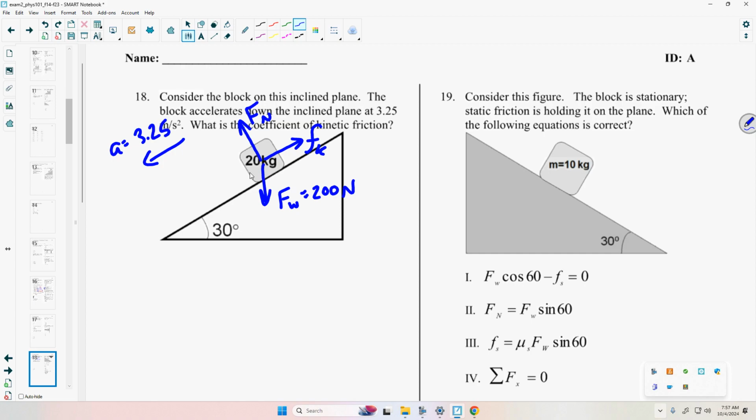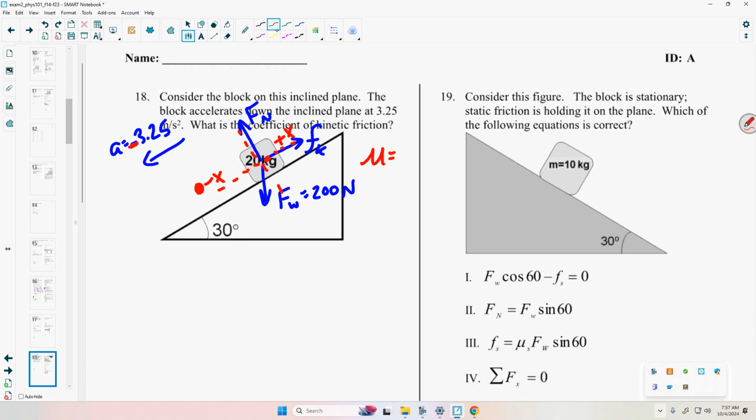But it's very important that I recognize that it's negative, because when I draw my coordinate system, this is negative x, and up here is positive x. So it's accelerating in the negative direction. A is equal to negative 3.25. I want to know the coefficient of kinetic friction.